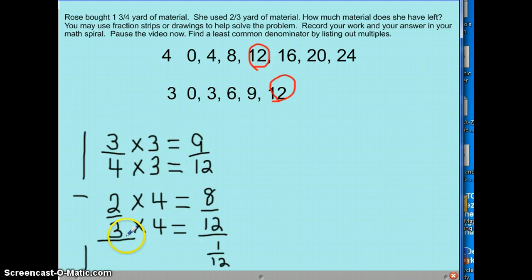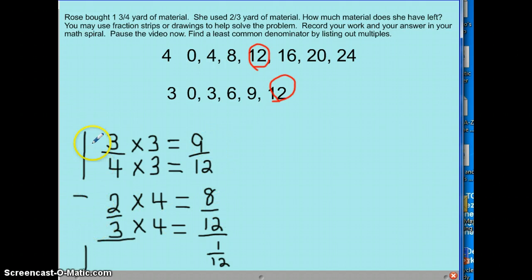Then I come down here. I put 2/3, the denominator right across from 12. 3 times what gives me 12? Well, the answer is 4. So if I multiply my denominator by 4, I multiply my numerator by 4. So now I have 9/12 and 8/12.